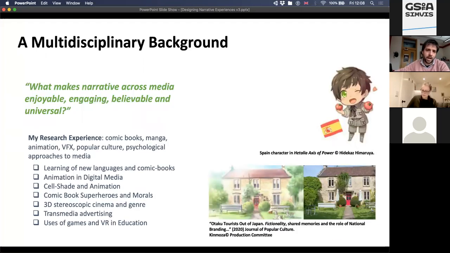If I have to define my research with a sentence, and this is again just to introduce myself, I work on narrative, trying to find what makes products enjoyable, engaging, and more appealing to different transcultural backgrounds. In doing so, I've been publishing extensively on Japanese animation, anime, but also on other topics related to digital media in general and fictionality in particular, fictional products. Some of these examples can be found in my profile, but again, this is not really to talk about myself.